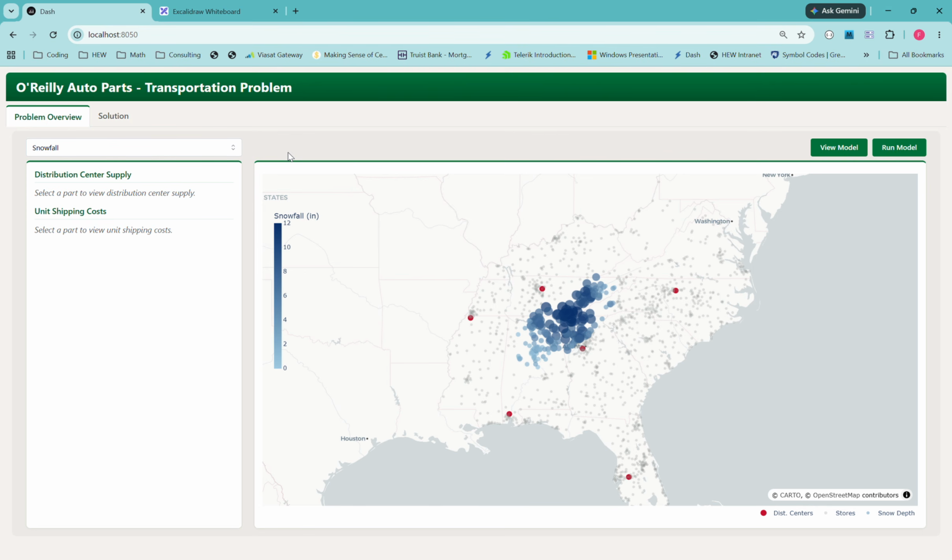In this video, we're going to talk about a problem that's inspired by the O'Reilly Auto Parts supply chain or distribution channels. Specifically, we're going to look at the Southeast United States here. And these gray dots that you're seeing are locations of stores.